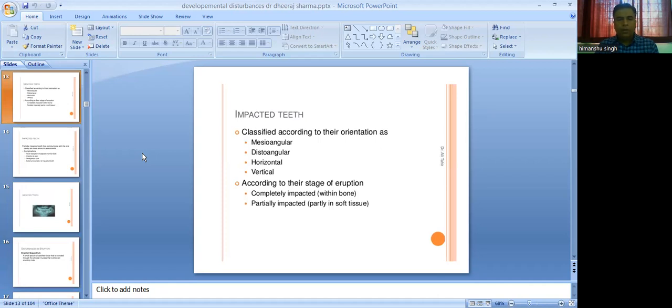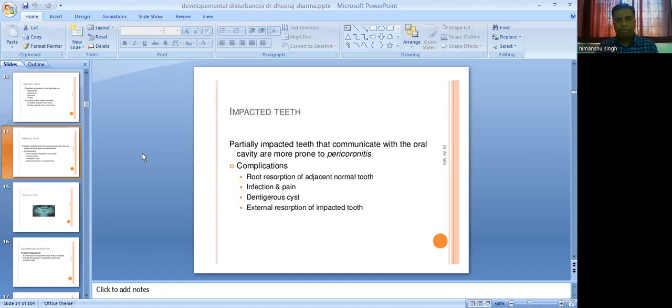Now the impacted teeth are classified according to their orientation. First, they are classified as mesioangular, then distoangular, then horizontal, then vertical. According to the stage of eruption, they are completely impacted when they lie within the bone, and partially impacted when they lie partly in the surface. Partially impacted teeth that communicate with the oral cavity are more prone to periapical infection.